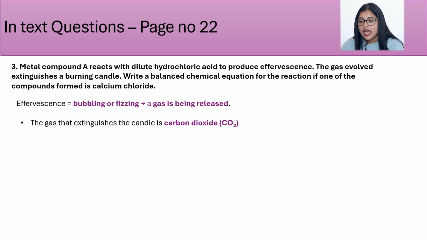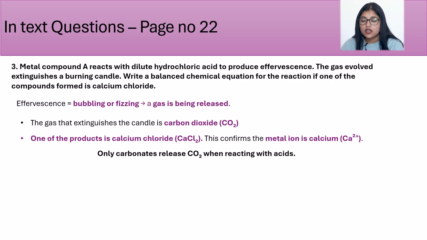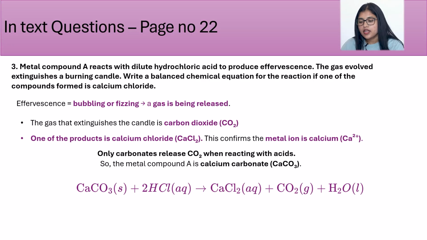And now this gas that is extinguishing the candle, it should be carbon dioxide, because we know that's the common fire extinguisher. And one of the products is calcium chloride. So we know that the metal ion is nothing but calcium ion. We know that metal carbonates release carbon dioxide when reacting with acids. Now I know that the metal ion is calcium, so the metal compound has to be calcium carbonate. Let's write the equation for this. Calcium carbonate reacts with hydrochloric acid to give calcium chloride, carbon dioxide as well as water.